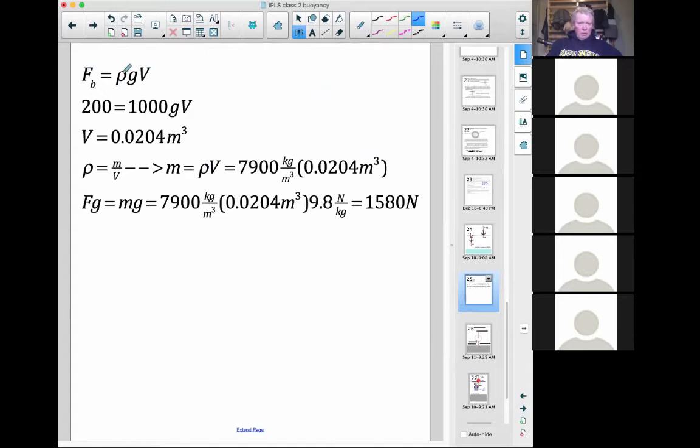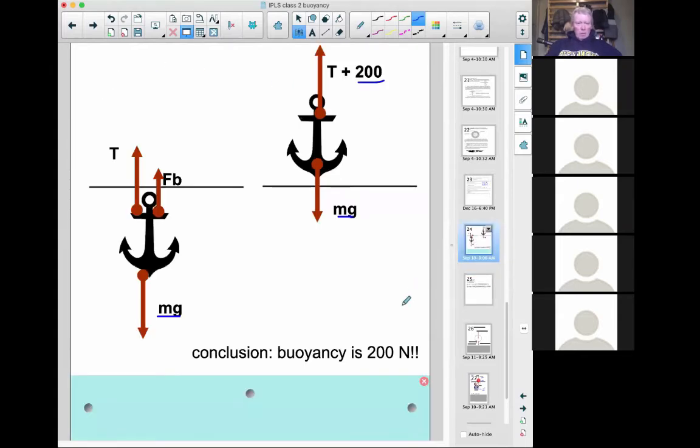And so this is how you do it. You use the buoyancy equation, rho g V. That was just a quick look. I'll put that up later after you've had some time to work on it.